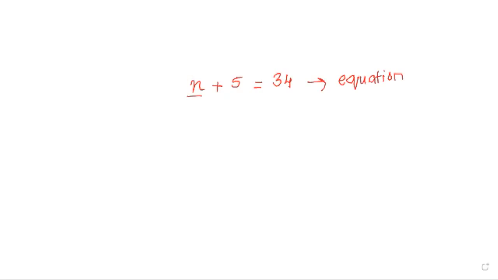Now see how to solve this n. I need to find n. If I need to find n, I need to send this 5 to the other side. See, this 5 is very sad here. It doesn't like to stay with n. It likes to go to the other side. So when 5 walks to the other side, the sign changes.